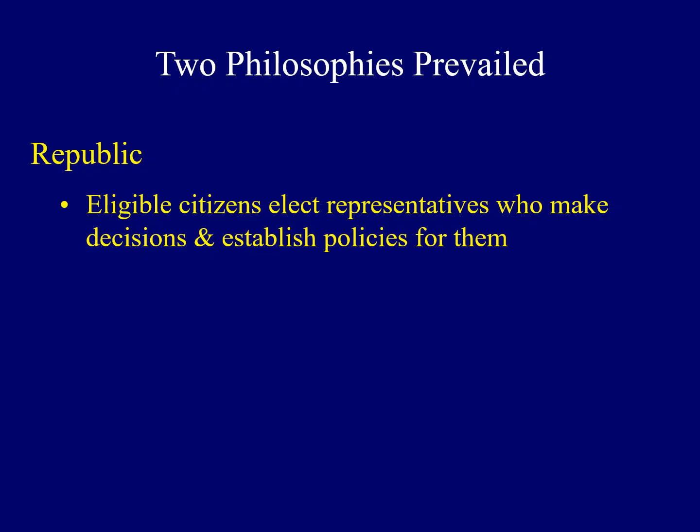One thing I'll point out shortly is that there was a lot of division among the attendees at the Constitutional Convention, but there were actually two ideas or philosophies that united those delegates. First, they wanted to establish a republic. Here is a one-sentence textbook definition of what's meant by a republic. This is a system of government where eligible citizens elect representatives who make decisions and establish policies for them. In the United States, we live in a democracy. The type of democracy that we live in is a republic.